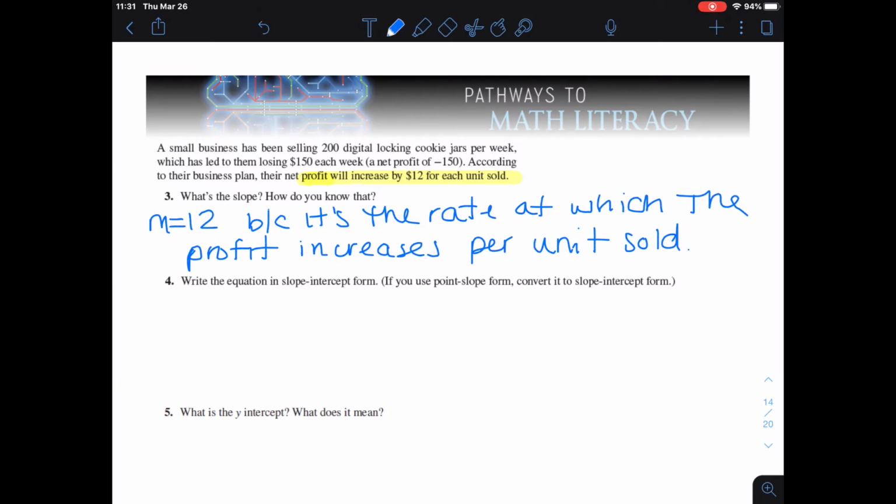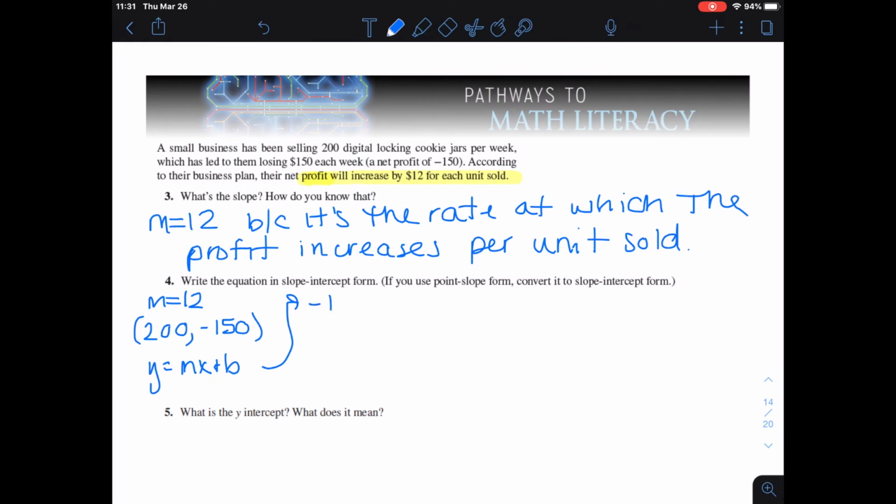And you can do this in either way, but we know the slope is equal to 12. And the point we're given is when we sell 200 cookie jars, the profit is negative 150. So you can use point slope form. You can use y equals mx plus b to go ahead and solve for it as well. So I'm going to do this version.